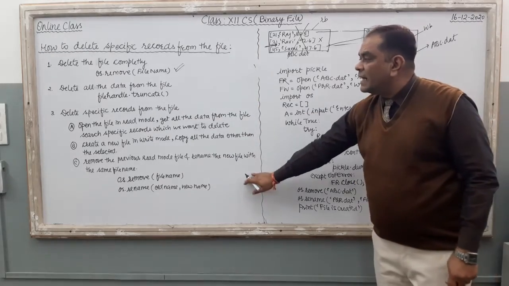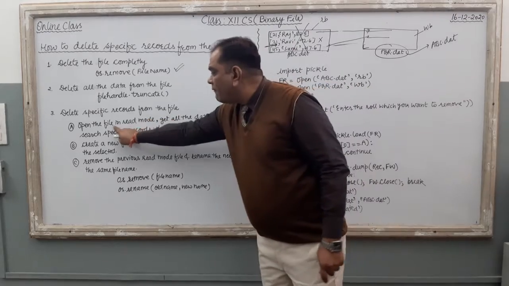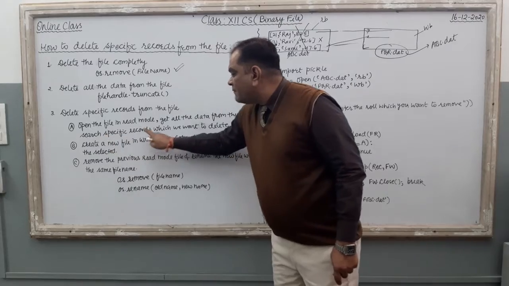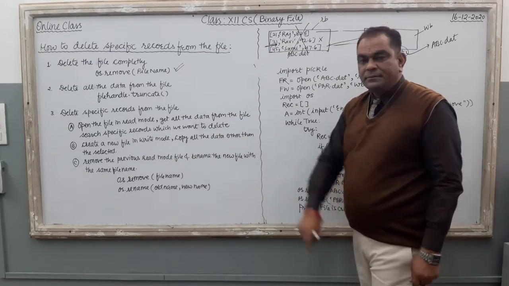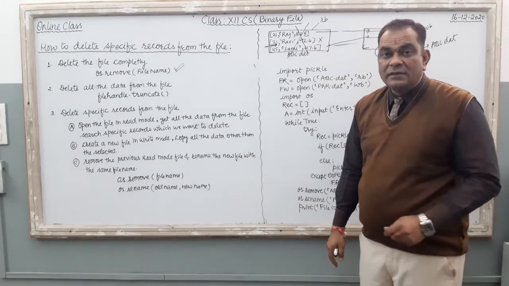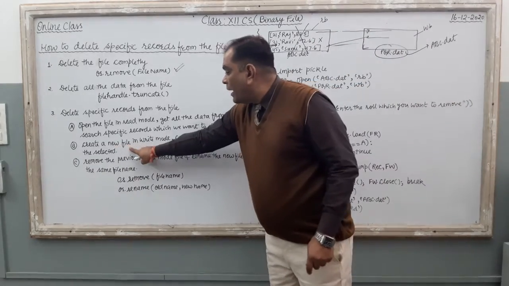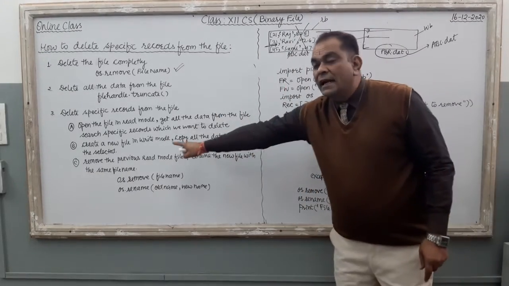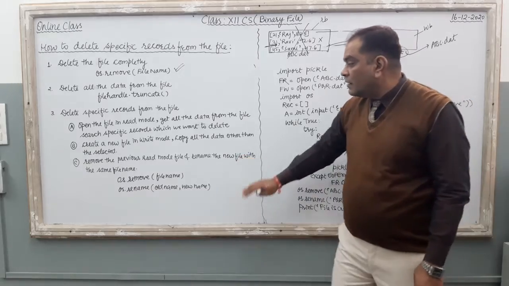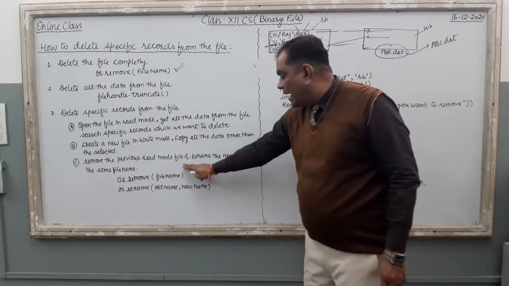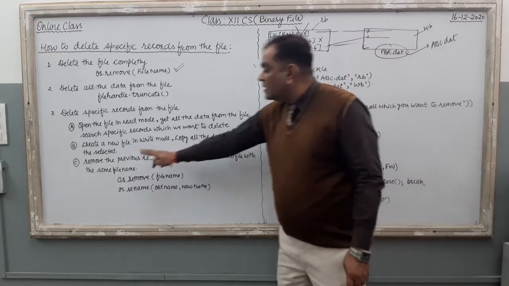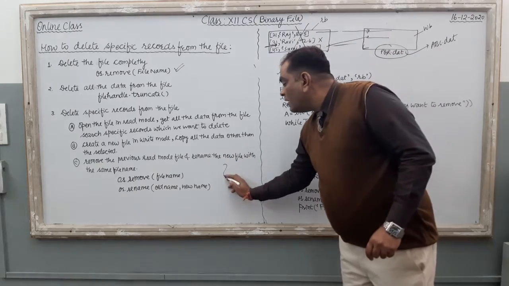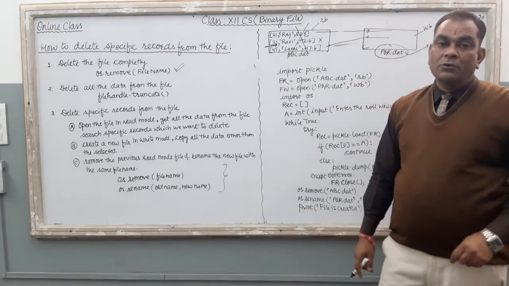So just read the content here. Open the file in read mode, get all the data from the file, search specific records which we want to delete. Means searching should be there in this concept. And then create a new file in write mode, copy all the data other than the selected data. And the third one, remove the previous read mode file and rename the new file with the same file name. So here, two different functions of the OS module are required.